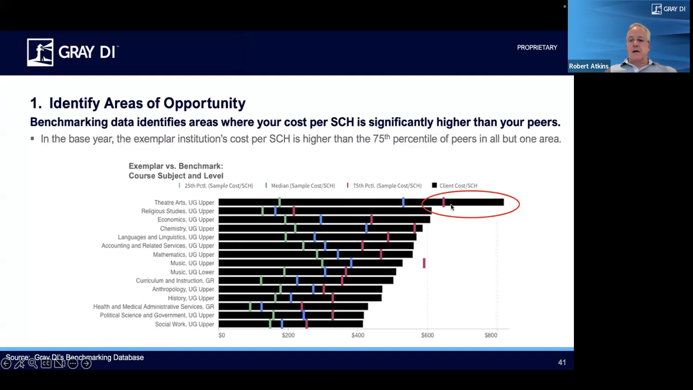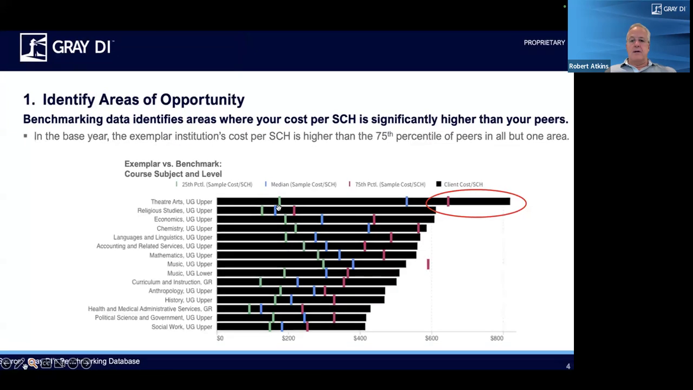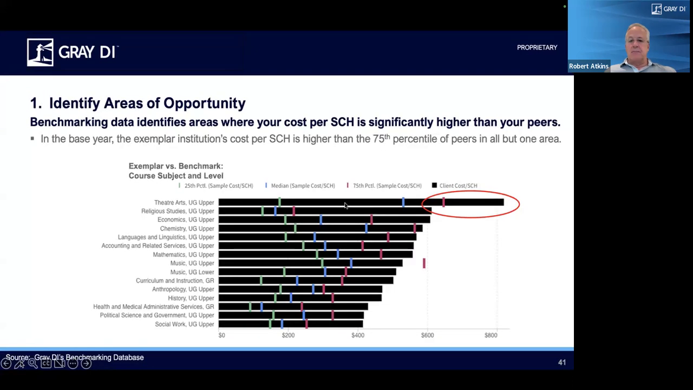These are very expensive. But when you look at this particular institution, the black line, it's well above the 75th percentile cost per student credit hour. So yes, the program itself is expensive. That 75th is up over $600 an hour. But this particular institution is way above that, over $800 per student credit hour. Not to mention the median here, which is more like $500 per student credit hour, and the 25th percentile is all the way down around 200. So within that theater course, you can see there's extremely wide variability in what it costs to teach that particular course.